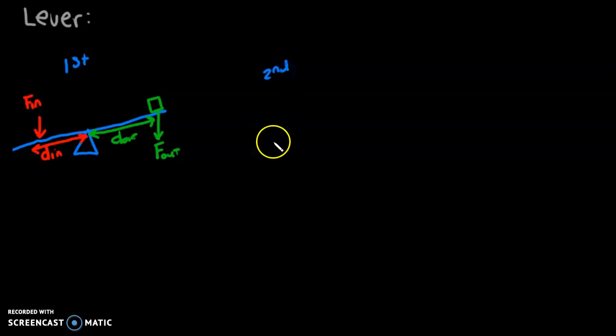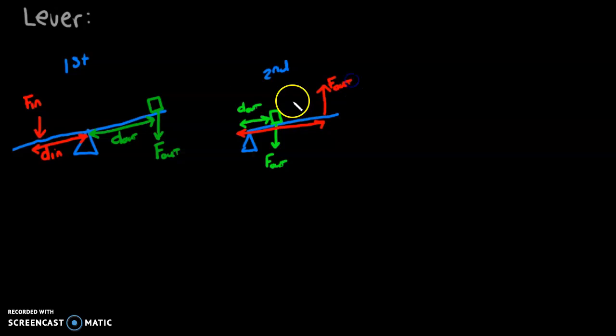Okay, for a second class lever, the fulcrum is going to be to the side. Our load will be in the middle. So this is like a wheelbarrow. So our distance from the fulcrum to the load, that is our distance out. And our force out is going to be gravity pulling that object down. And then our input distance is going to be, again, the distance from the fulcrum. I know my arrows aren't perfect here. The distance from the fulcrum to where you're applying the force to lift it.